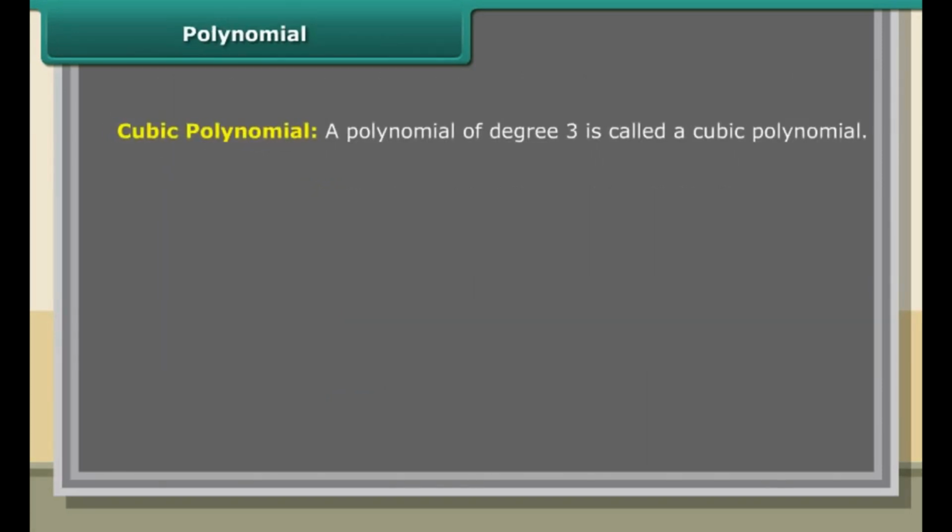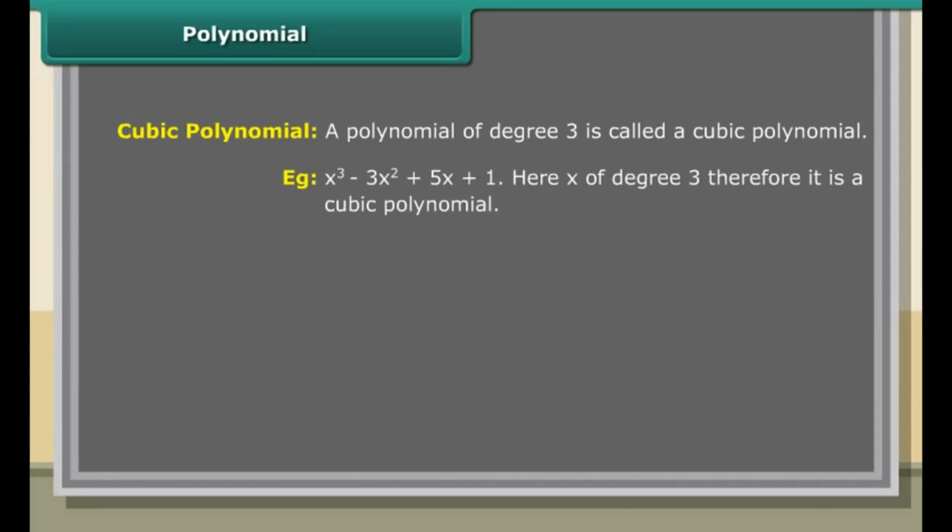Cubic polynomial. A polynomial of degree 3 is called a cubic polynomial. Example, x cubed minus 3x square plus 5x plus 1. Here x is of degree 3, therefore it is a cubic polynomial.